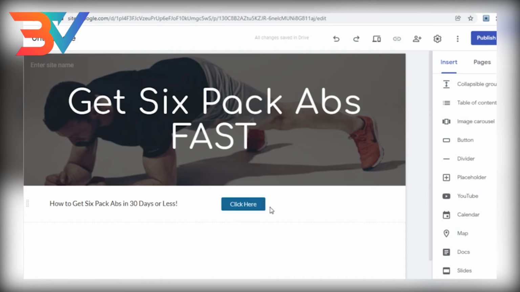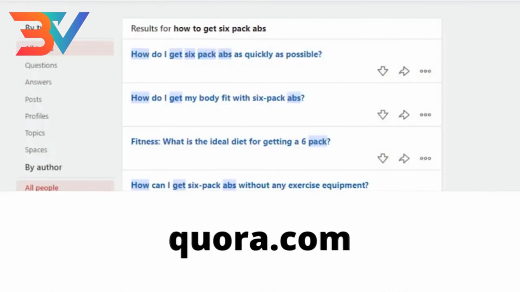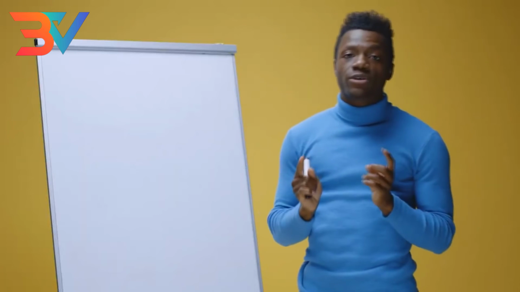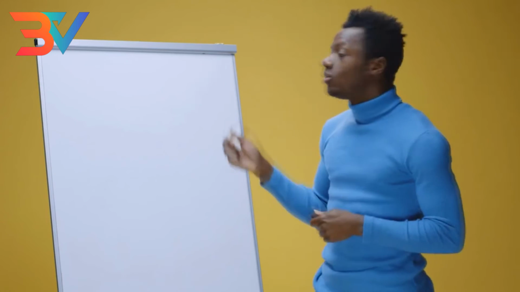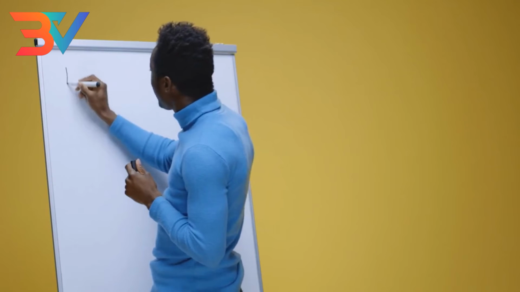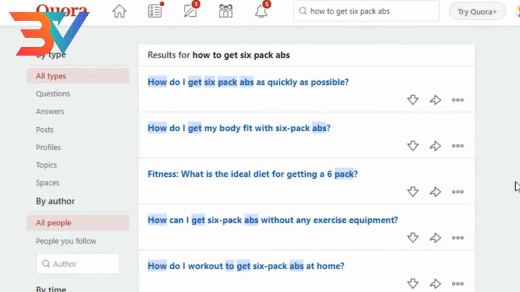The main traffic source that I would recommend is Quora.com. On here, people ask questions and get answers from the members of the community. It's a hugely popular site with hundreds of millions of visits, which is quite important for us. What you will want to do on Quora is simple. Type in the search bar here something along the lines of how to get six-pack abs.